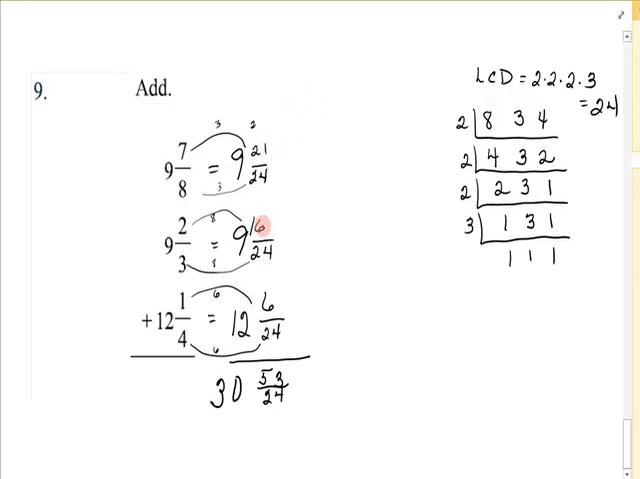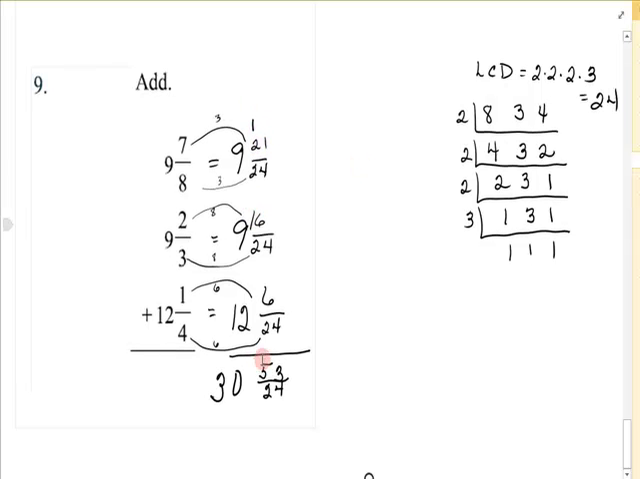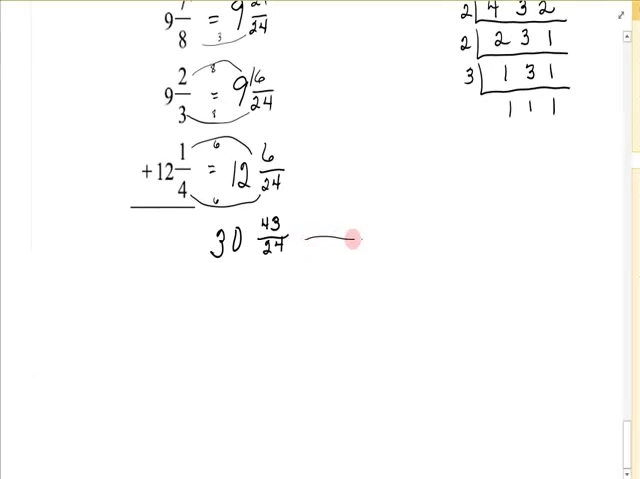I have 1 and 6 is 7. 7 and 6 is 13. Just carry a 1. 1 and 2 is 3, and that makes 4. So we will go back. This is 43. So I hope you caught that before I did. Alrighty. I have an improper fraction of 43 24ths.